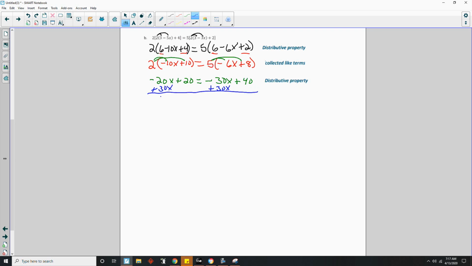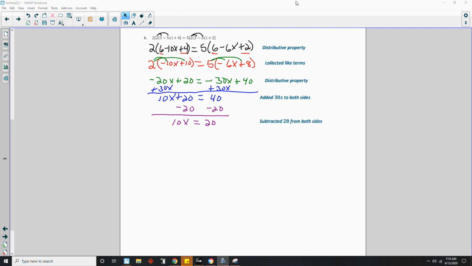And negative 20 plus 30 is 10x plus 20 equals, these cancel, and we're left with just a constant on the right of 40. Okay? So that was adding 30x to both sides. And now I want to get that variable by itself, so I'm going to subtract 20 from both sides. And these will cancel, leaving me with 10x equals 40 minus 20 is 20. So I subtracted 20 from both sides.